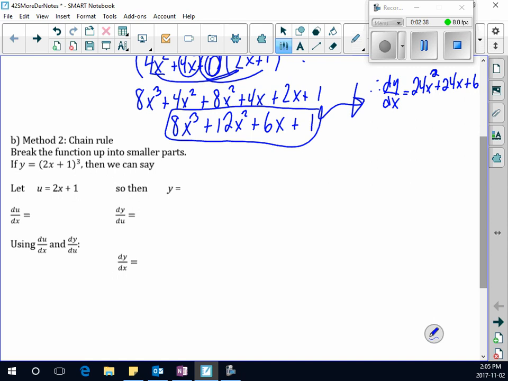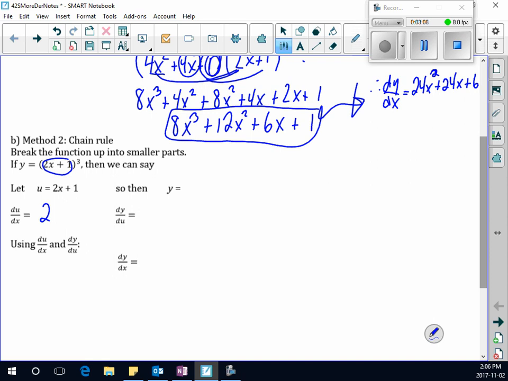So the way the chain rule works is we're going to do the same question, except we're not going to multiply it out. We're going to break it into smaller parts. So we're going to make this equal to u. So can anybody tell me what du/dx is? Meaning the derivative of u with respect to x. It would be just 2, right? Well, because the derivative of 2x plus 1 is just 2, right?